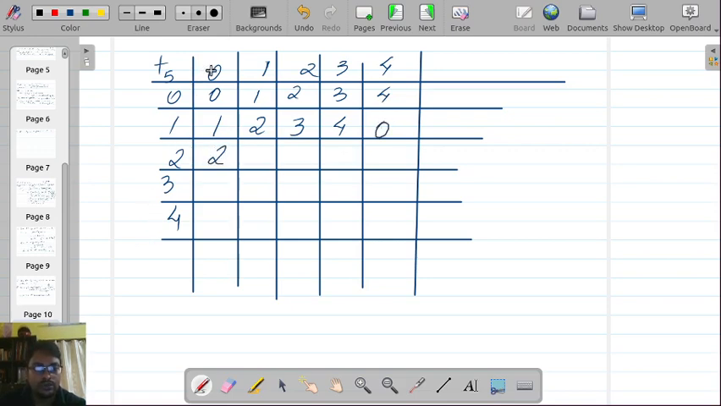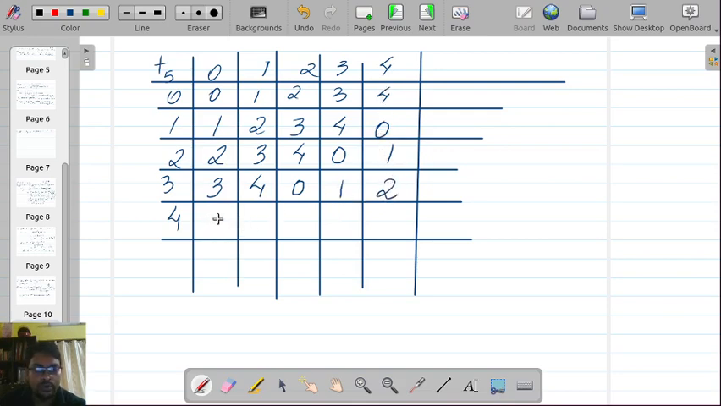2 plus 0, this is 2. 2 plus 1 is 3, remainder is also 3. 2 plus 2 is 4, remainder is 4. 2 plus 3 is 5, remainder is 0. 2 plus 4 is 6, remainder is 1. 3 plus 0 is 3, remainder is also 3. 3 plus 1 is 4, remainder is 4. 3 plus 2 is 5, remainder is 0. 3 plus 3 is 6, remainder is 1. 3 plus 4 is 7, remainder is 2.